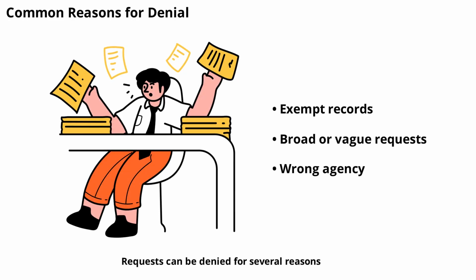Requests can be denied for several reasons. The most common include requesting exempt records, submitting an overly broad request, or failing to identify the correct agency. Sometimes, agencies may also deny requests due to privacy or security concerns. Understanding these reasons can help you avoid common pitfalls and improve your chances of a successful request.